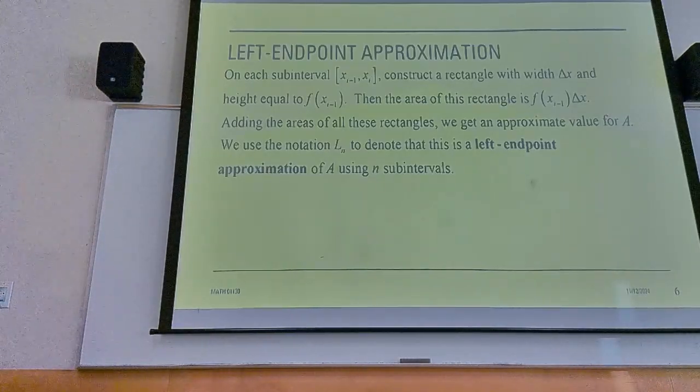This is known as the left endpoint approximation, and we typically denote it with L sub n. What's not stated is that the delta x is the same for each rectangle, so it is a regular partition.